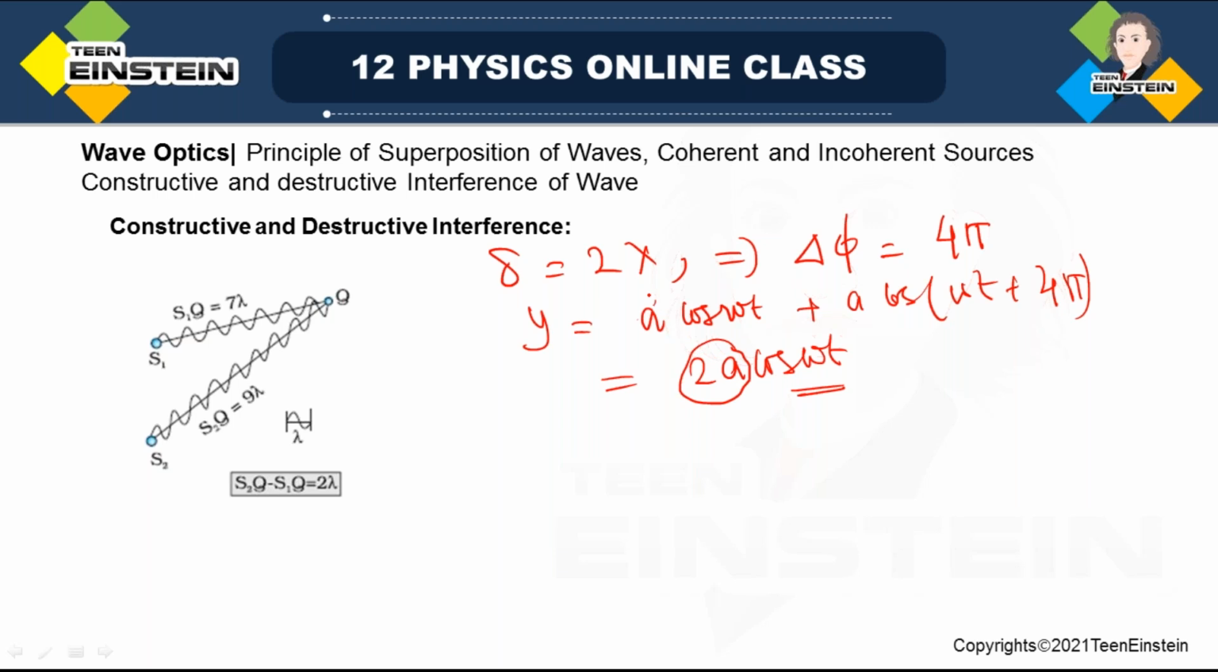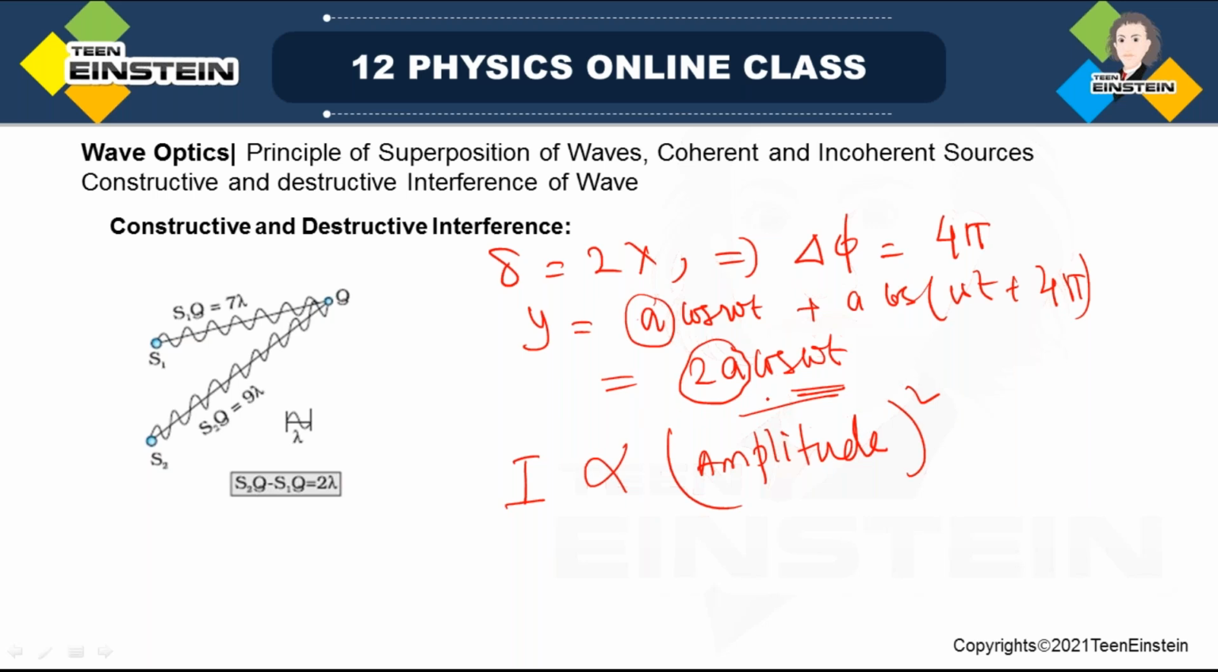This amplitude is not the same as the amplitude of the individual waves. So you get greater amplitude, and in this case you will get maximum amplitude upon superposition. If this is a light wave, then you want to know the intensity of the light. Intensity of any wave is directly proportional to the square of the amplitude.